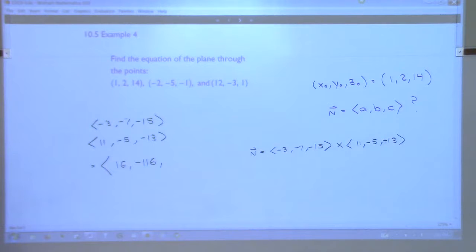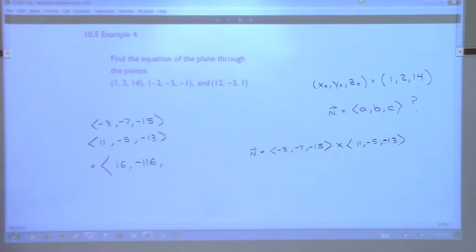Yes? You had negative 200 in the middle? Yeah. Uh-oh, okay. So let me see here. 3 times 13, and then minus plus.